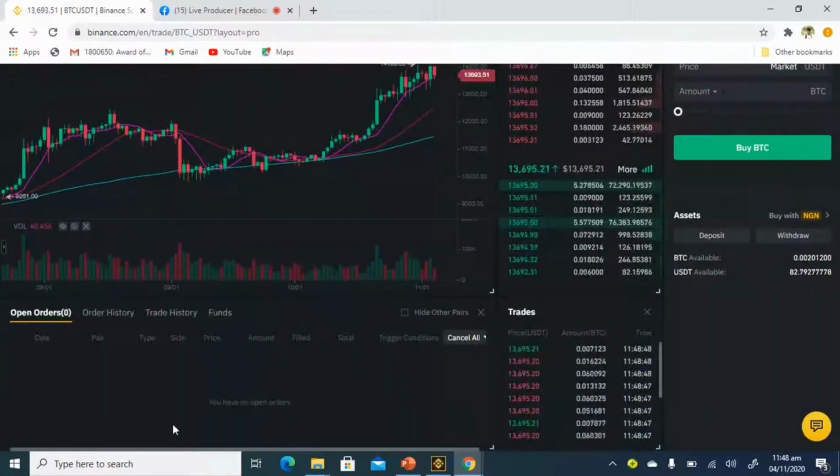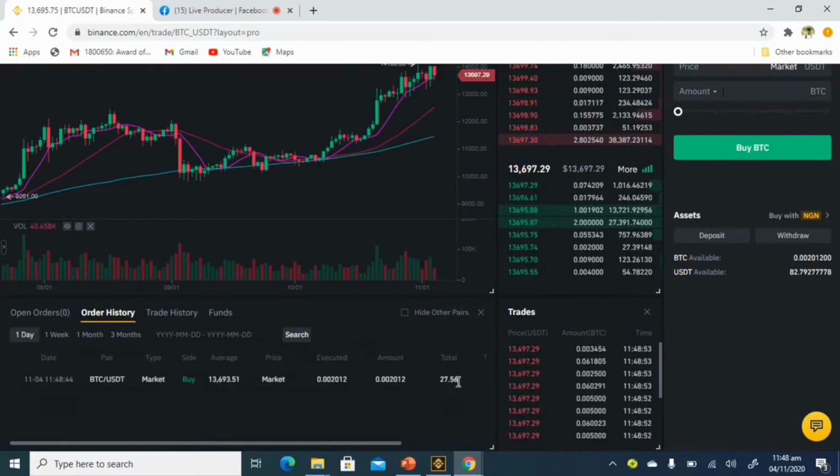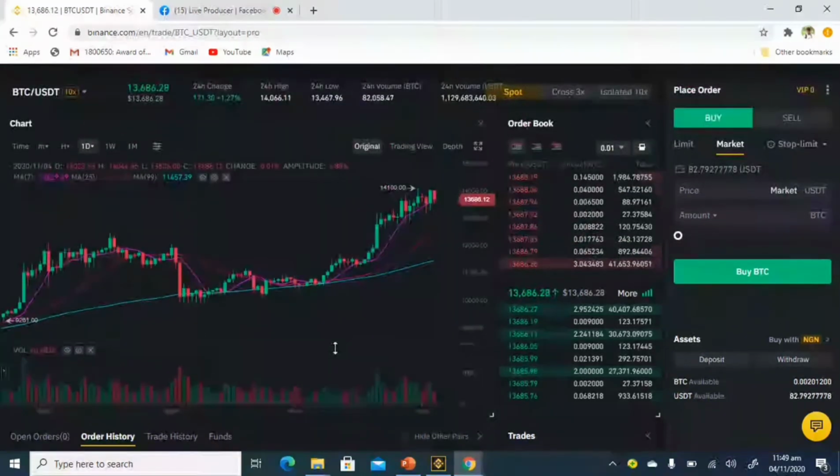So you see, my buy order was open and now it's closed. So here it is, this is the order I just made. I just bought Bitcoin using my USDT. Here's the amount of Bitcoin I bought, and here is the amount I spent to buy it. I spent 27.56 US dollars to buy 0.002 Bitcoin. So that's basically how to place a buy order.